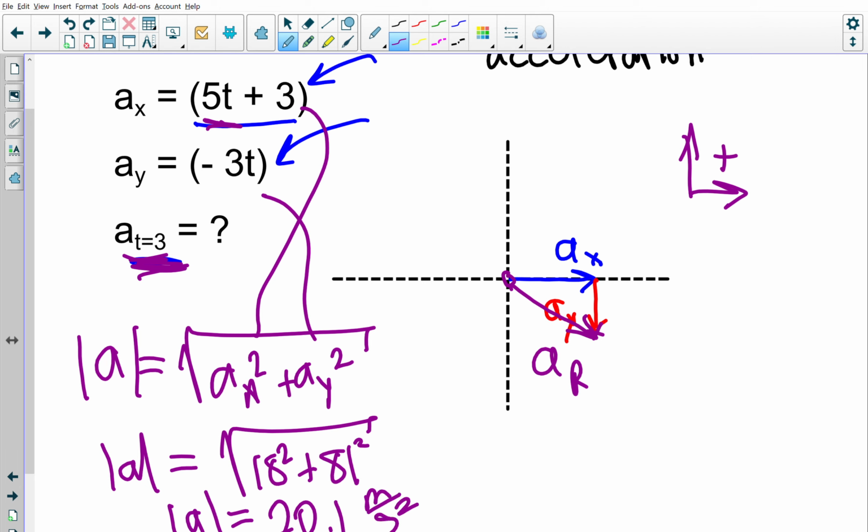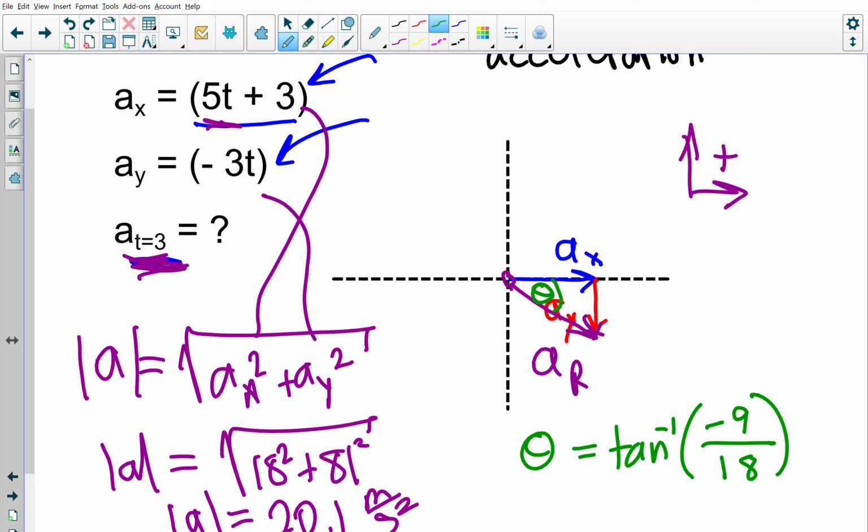The other part you have to do is find the angle. Well, that should also be easy because you have a sketch. Oh, I just want that angle there. No big deal. That angle is going to be the inverse tan of opposite. That's the ay, that's negative 9, over adjacent, which is 3 times 5, 15 plus 3, 18. And so you plug it in and you'll get your angle. It's not a hard thing to do.